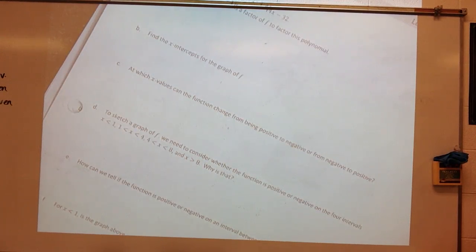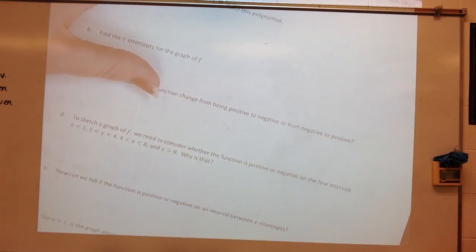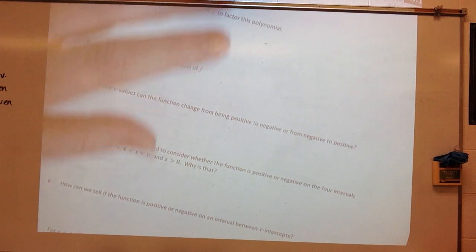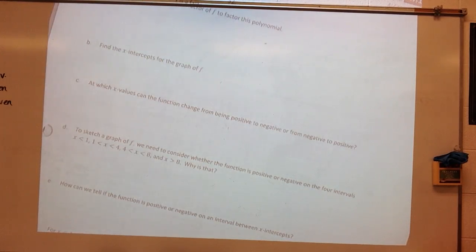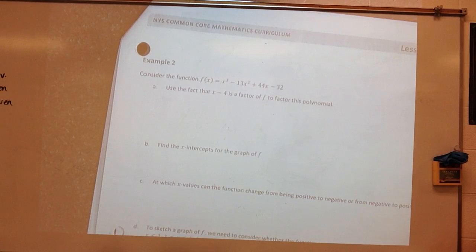Let's look at example number 2. Consider the function f of x is equal to x cubed minus 13x squared plus 44x minus 32. Use the fact that x minus 4 is a factor of f to factor this polynomial. All right, so to save time, I'm not going to do it, but I do expect you to try to do the long division.